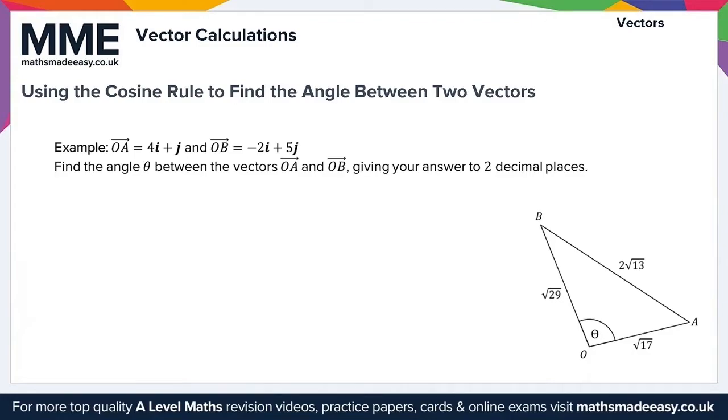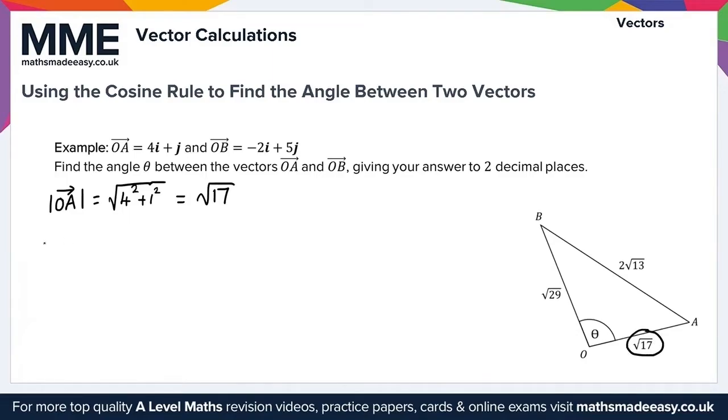So the first thing we need to do here is calculate the magnitudes of the vectors OA, OB, and AB. To do that, let's start with the vector OA. So the magnitude of OA here is the square root of 4 squared plus 1 squared. In that case, what we get here is 16 plus 1, giving us the square root of 17. So that's where this square root of 17 comes from.